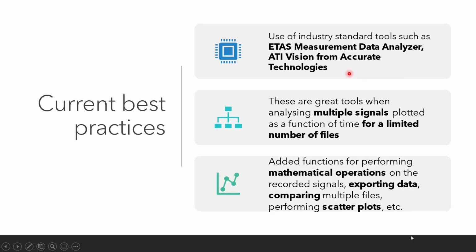Currently in the industry, there are two common tools, ETAS MDA and ATI Vision, to analyze the measurement data. The engineer goes out in the car, collects the data, and then gets this big DAT file, which he looks through in these tools. Of course, it depends whether you are using INCA or ATI Vision. Nevertheless, both of them are great, provide their own measurement data analyzers, and are quite good when you need to analyze multiple signals plotted as a function of time. This is good when you have a limited number of files.